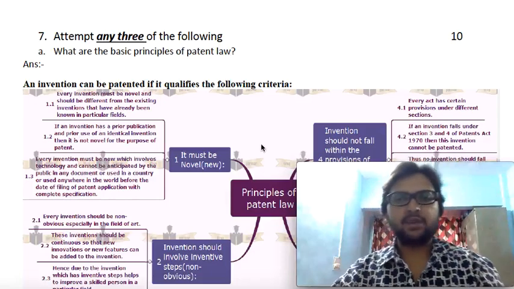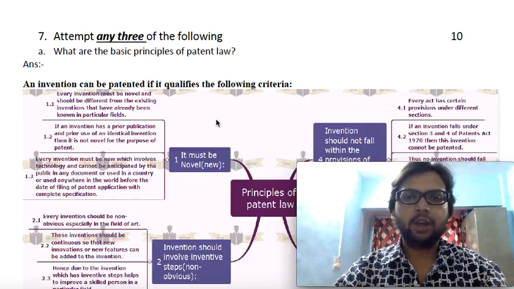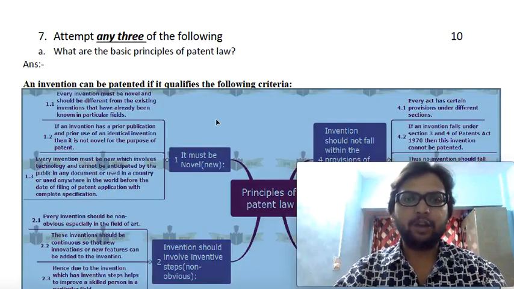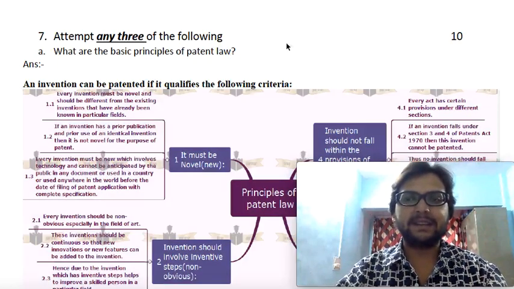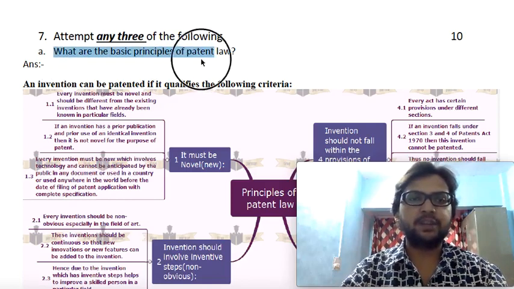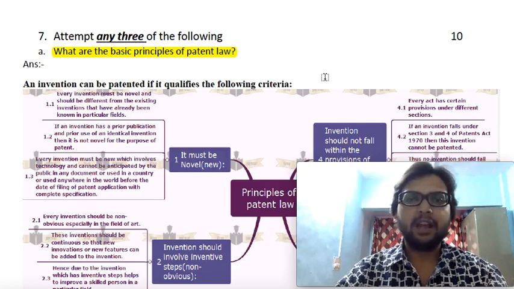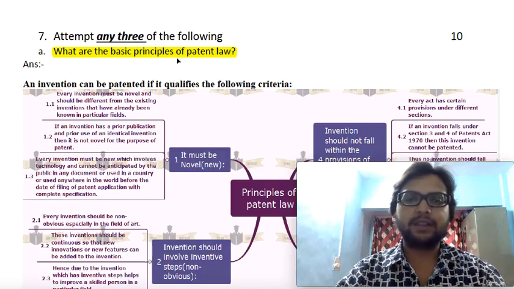Hey guys, in this lecture we are going to start discussing question 7 of the IPR and Cyber Law paper solution 2016. As you can see, in the previous lecture we already finished discussing question 6 and all its sub-questions. In this lecture, we'll start discussing the basic principles of patent law and how we can acquire a patent. What do you mean by patent?